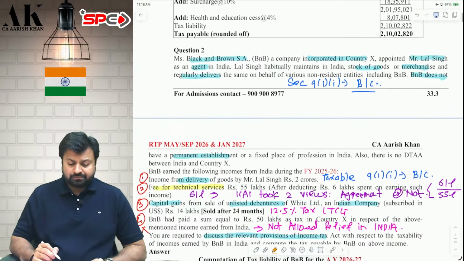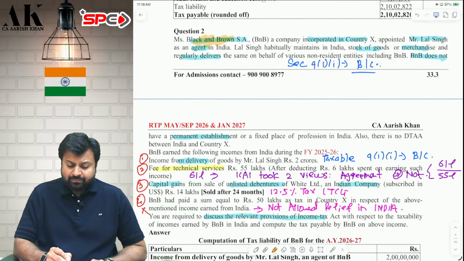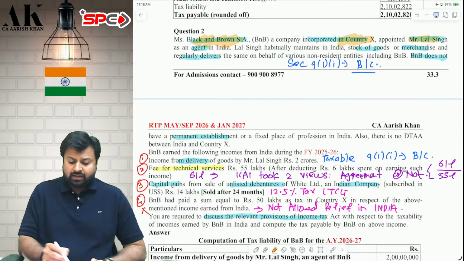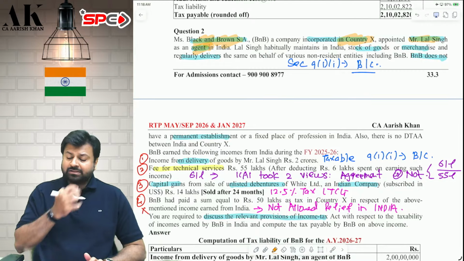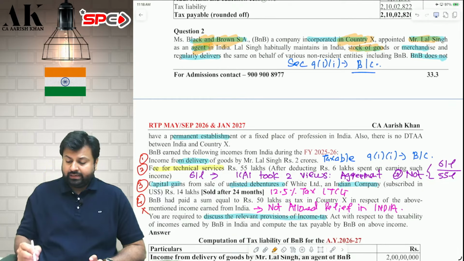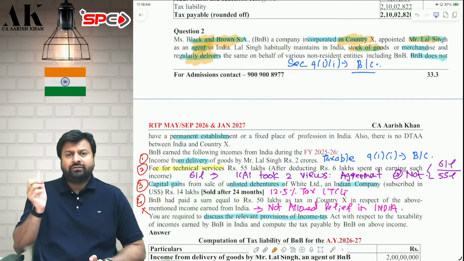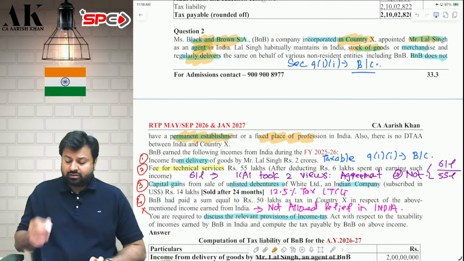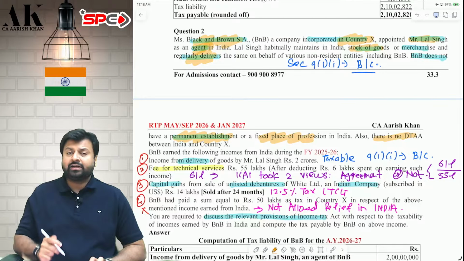Question number 2. There is a foreign company, Black and Brown, which is incorporated in country X. And they have an agent, Mr. Lal, in India. Mr. Lal does what? Mr. Lal does stock of goods in India on behalf of the foreign company. He also delivers goods regularly on behalf of the foreign company. The foreign company does not have a permanent establishment or fixed place of business in India, and also there is no DTAA between India and foreign country. So this is the basic information which is given to us.